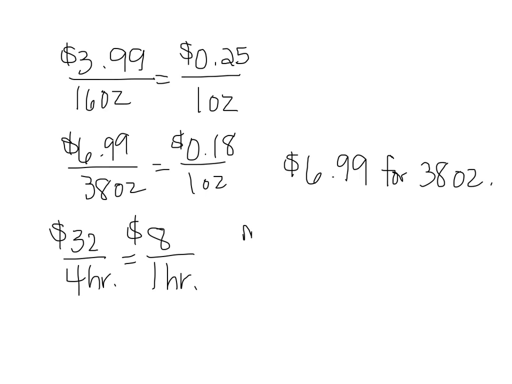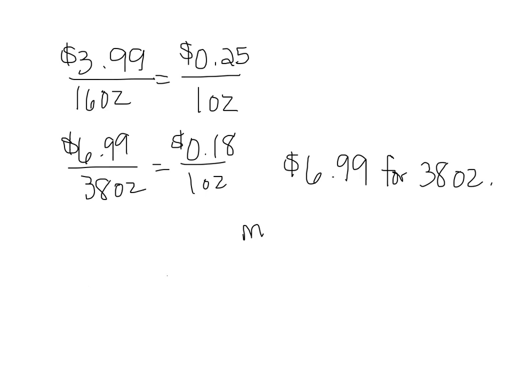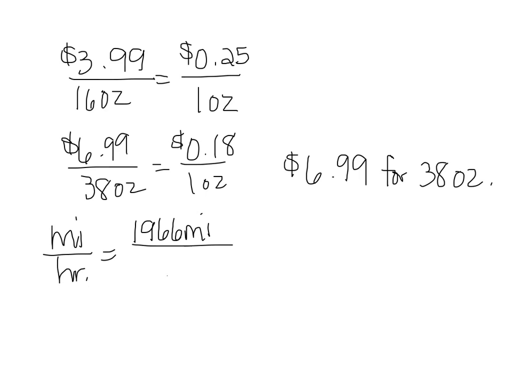Okay, so we want our label to be in what? Miles per hour. 8.1. Okay, set up your problem. How many total miles was it? 1,966. Yeah, that number. And how long did it take in hours? 240 hours.